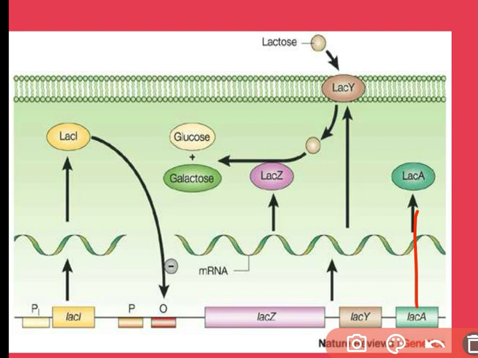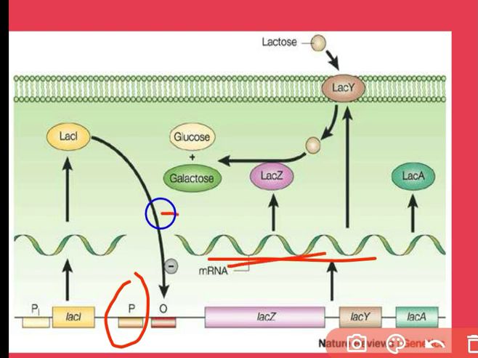So these three proteins are translated from the single mRNA. This mRNA is a polycistronic mRNA, and this regulation is controlled by one single promoter, and this P is the promoter for these three structural genes. These three structural genes are controlled by a promoter.